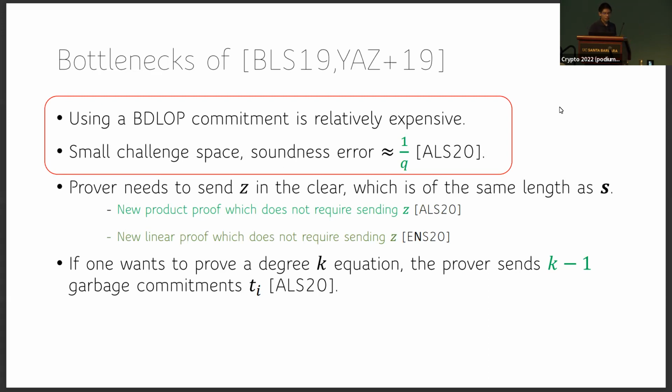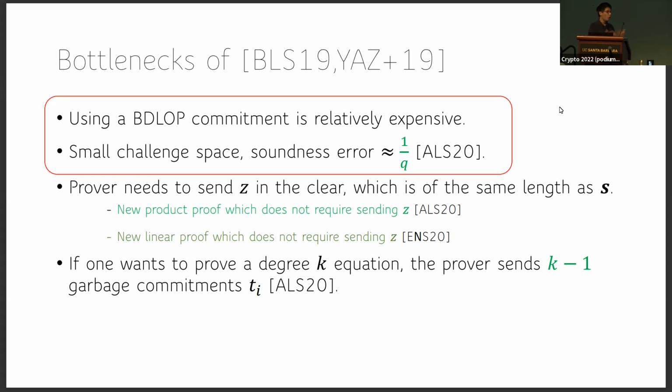However, okay, it's nice, but what are the bottlenecks of this technique? Well, we are still using the BDLOP commitment, right? And the soundness error is around 1 over Q. So this opening proof part needs to be repeated for soundness amplification. And when Q was like 2 to the 32, then this part would need to be repeated, let's say 4 times to achieve negligible soundness.